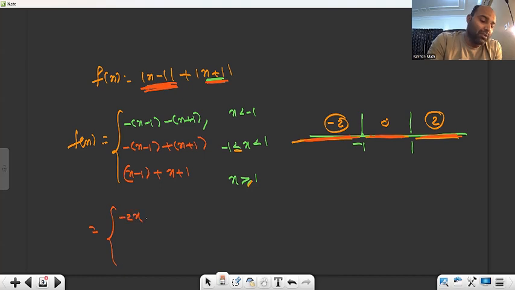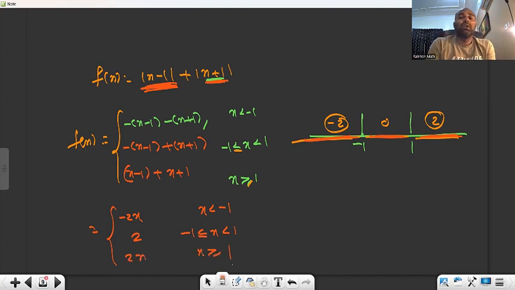Now you have to simplify. Minus x minus 2x. Plus 1 and minus 1 get cancelled when x is less than minus 1. And here minus x cancelled. 2 will be the value for minus 1 less than or equal to x less than 1. Here 2x will be the value for x greater than or equal to 1. Now you have got the function. Find the differentiability at x equal to minus 1, and the differentiability at x equal to 1.